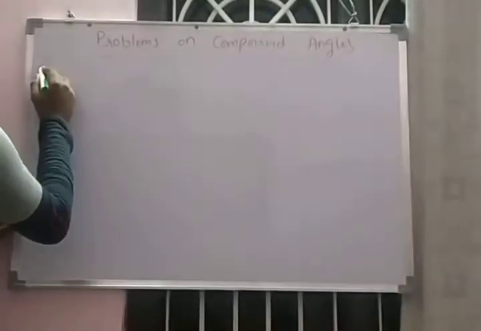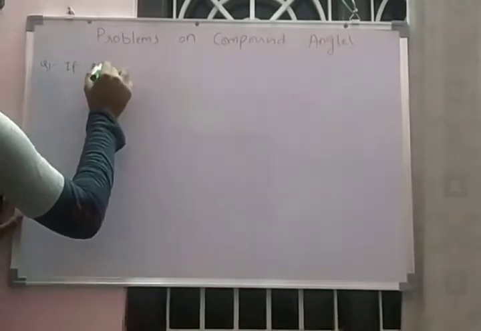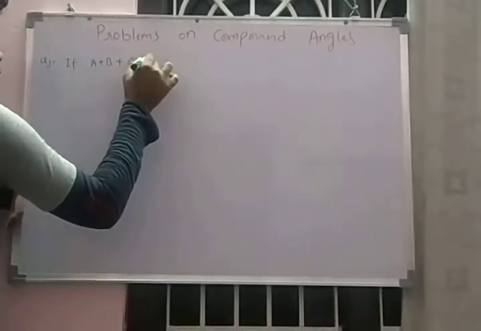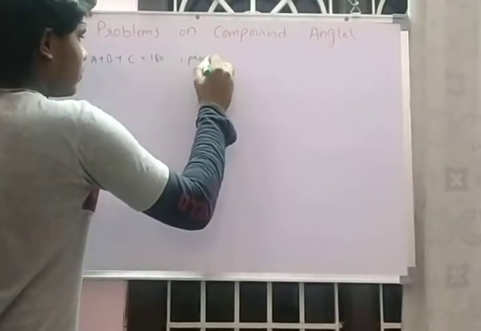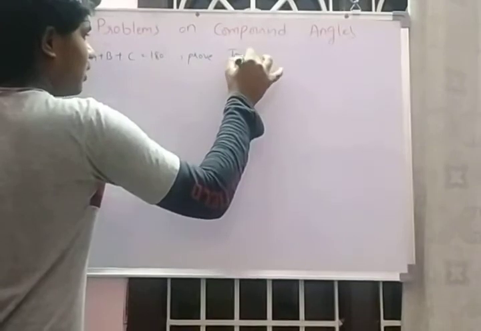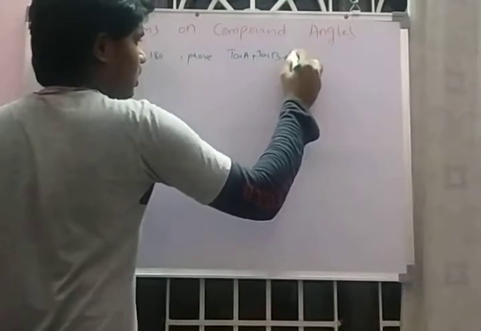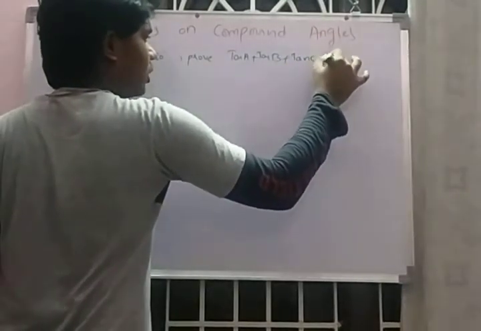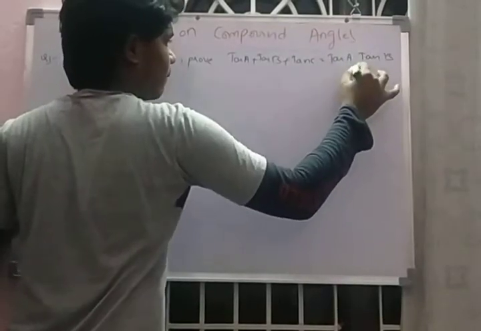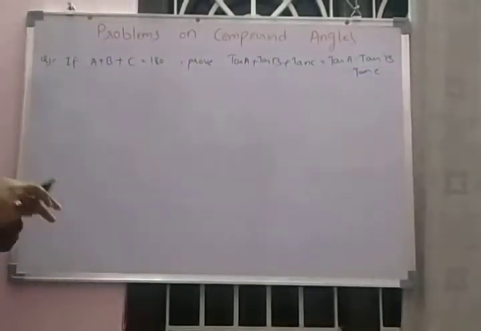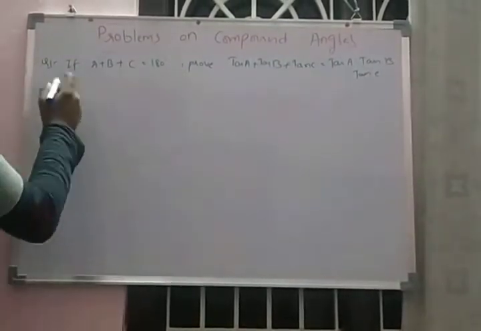Problem: if A plus B plus C is equal to 180 degrees, then prove that tan A plus tan B plus tan C is equal to tan A into tan B into tan C. Right? Solve this.